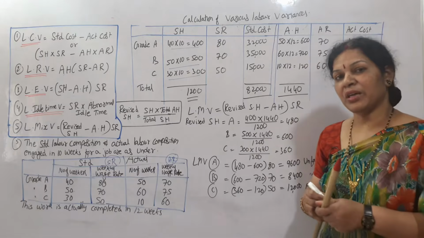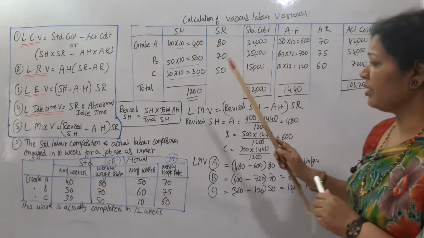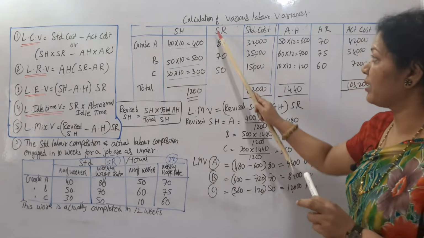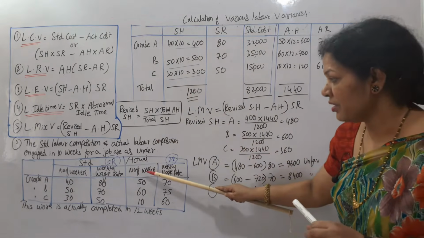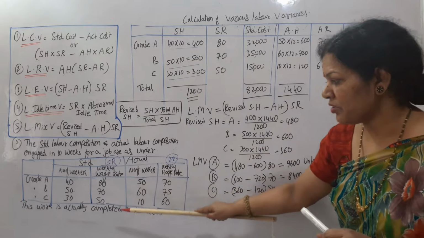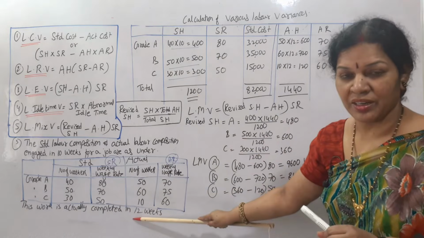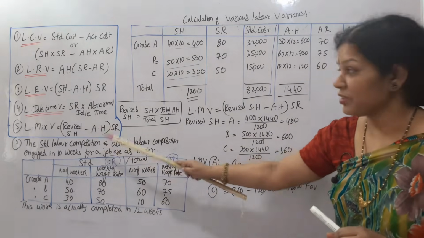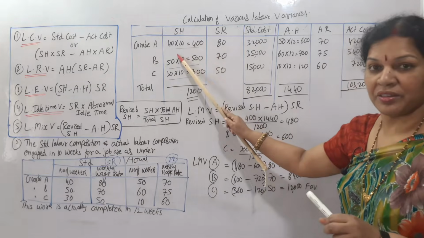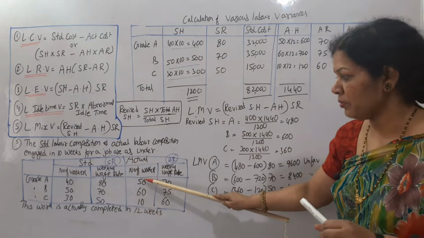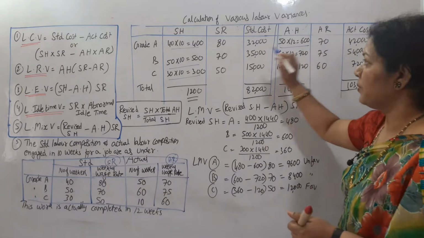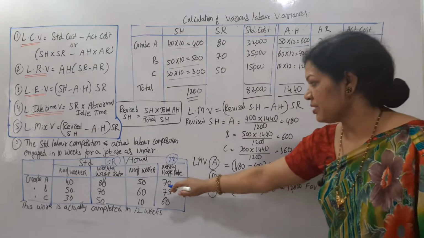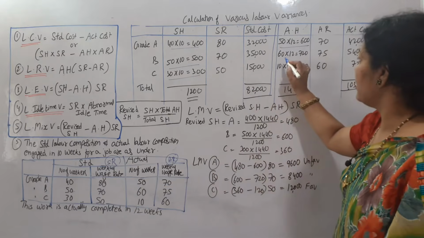In the same way, now coming to the actual hours we have to calculate, like we have calculated standard hours. How do we calculate actual hours? Number of workers into the actual completed weeks, which are 12. That was 10 weeks, so we multiplied with 10. Now actually it is 12 weeks. So 50 into 12 comes to 600 for A grade. In the same way, 60 into 12.